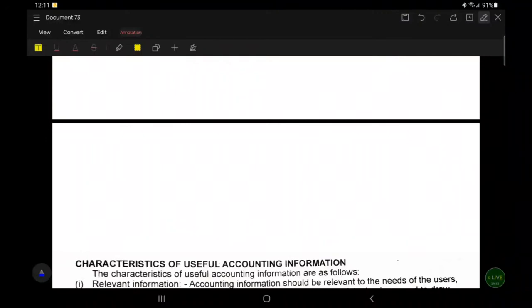Jenna is asking, please, is accounting only reading, or does it include calculation? No, accounting doesn't only include reading alone. There are calculations to it. But as we have started, these are just the basics, just an introduction and overview of accounting. So just follow through and you will get it. Once you get the theory part, it will help you to answer the calculation part.